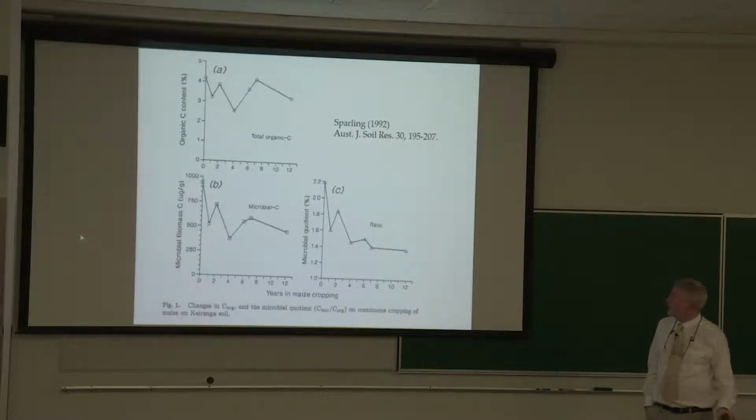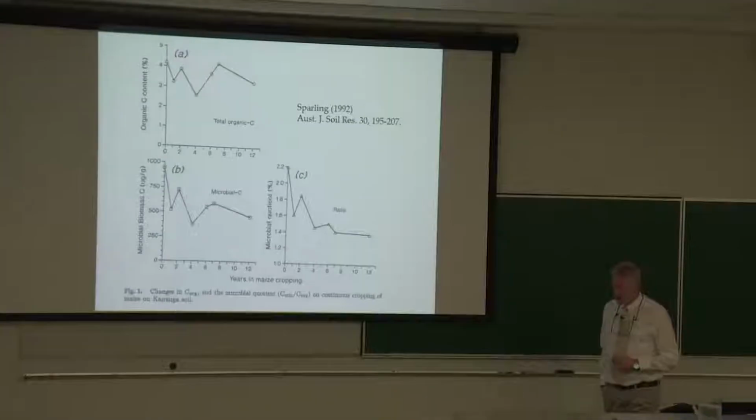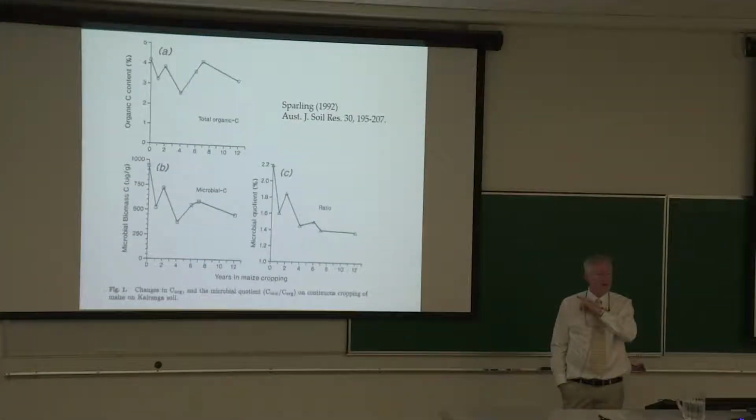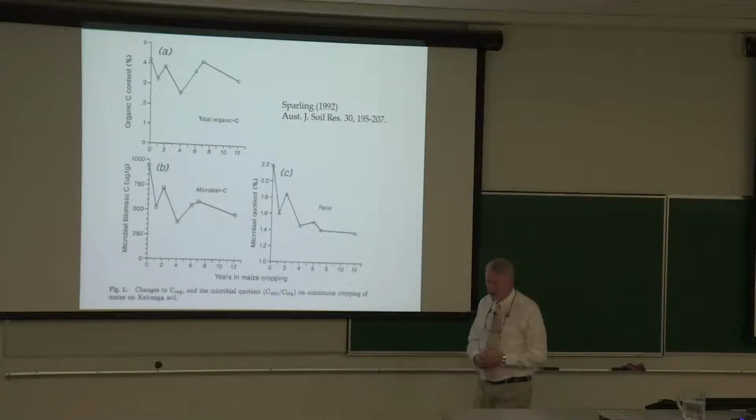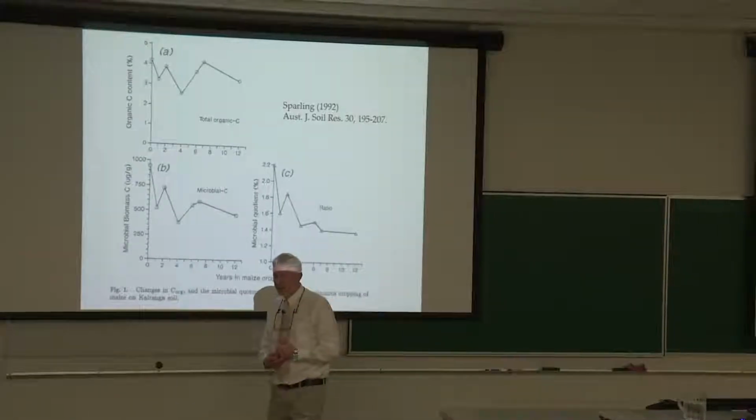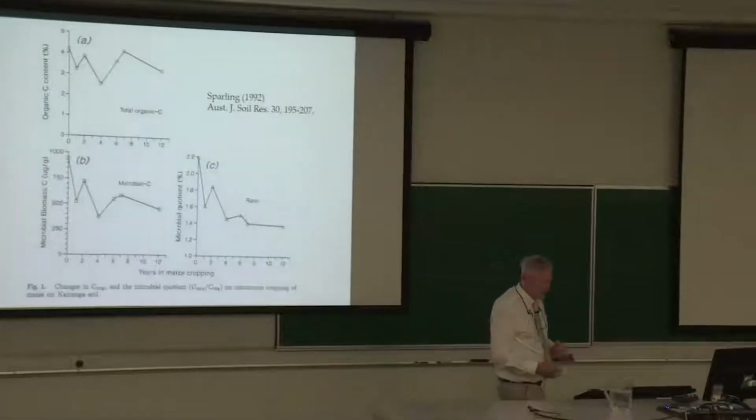Well, how long does it take to get there? When we go from a pasture into a cropping system, data are scarce. This was in New Zealand, and the publication was in the Australian Journal. He went from pasture into maize, and he calls that relationship between microbial biomass carbon and soil organic carbon the quotient.